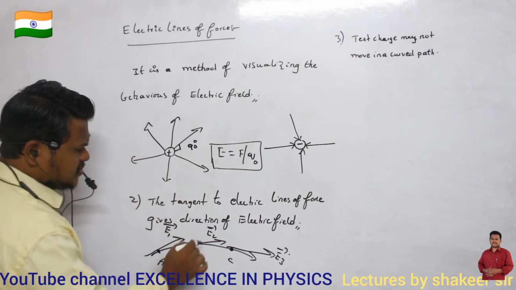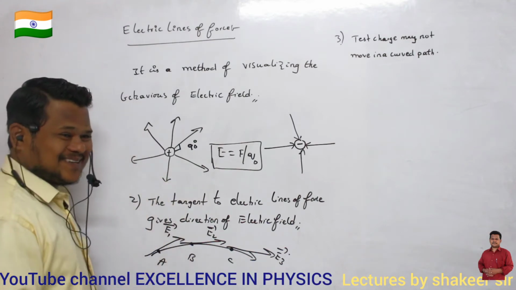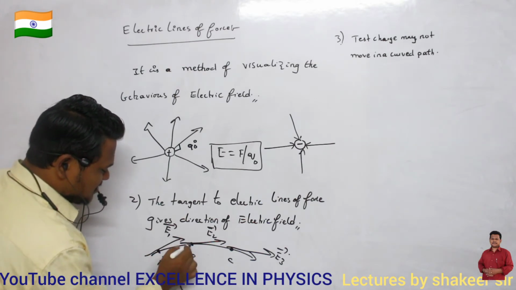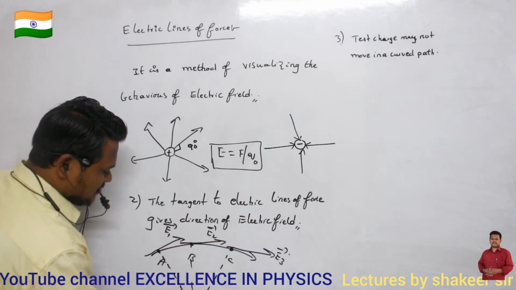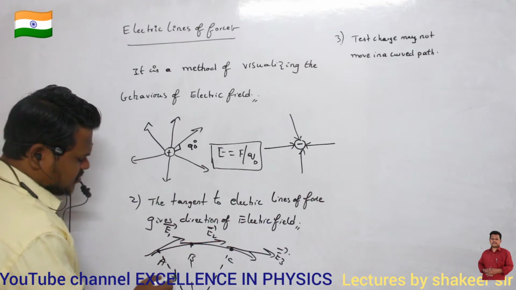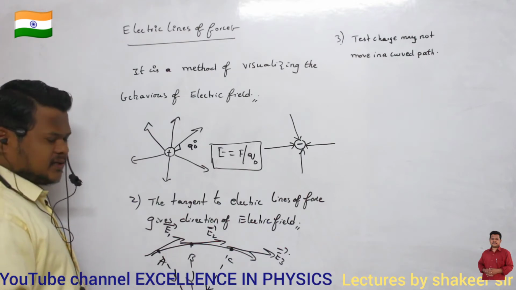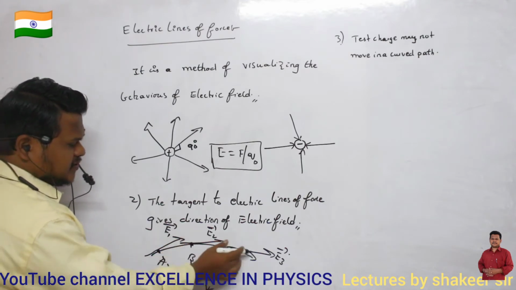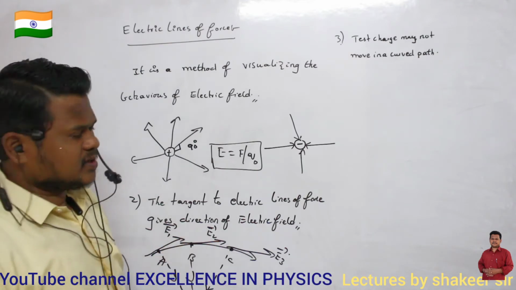For a body to move in a circular path, there should be some force which is acting towards the center of the circle. Clear? So force should be in this direction. But is force acting towards the center of the circle? No, force is always tangential. Are you able to understand?